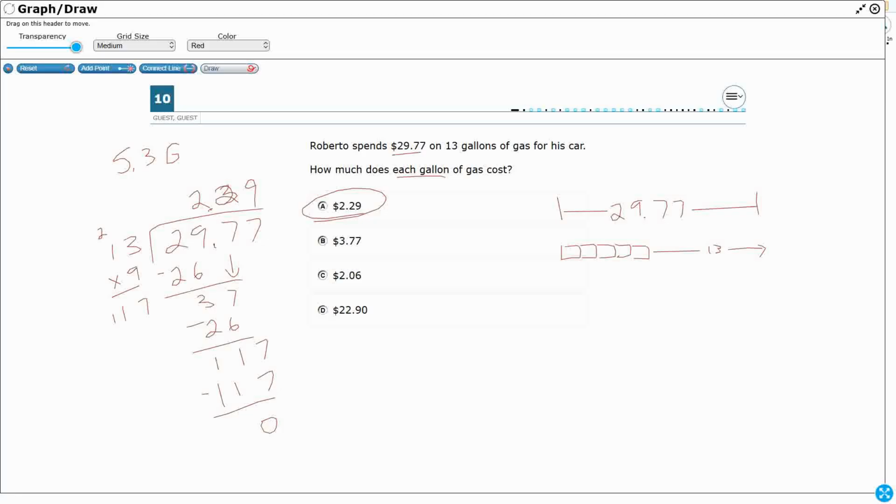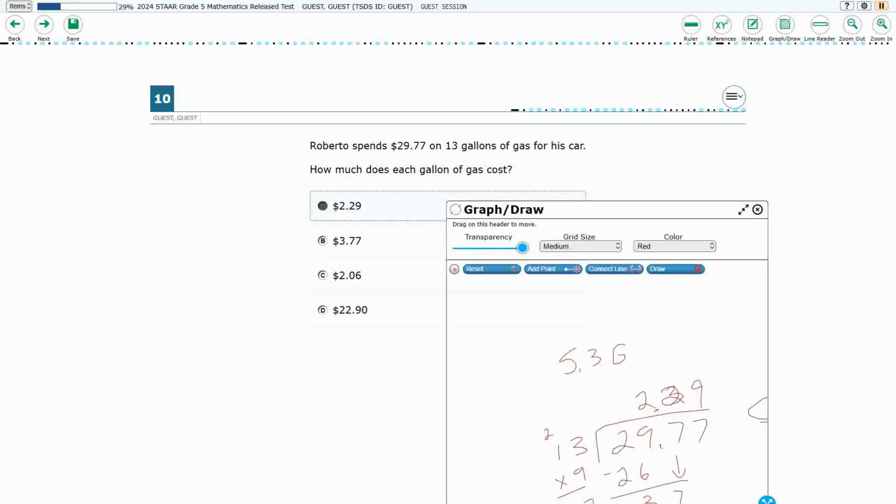And that works. And honestly, if we wanted to estimate, right, if we wanted to say 13 rounds to 10, 29.77 rounds to 30, right? 30 divided by 10 is 3. So probably could have at least crossed out D, but I would have had to still check for A, B, or C. So my answer here is A.